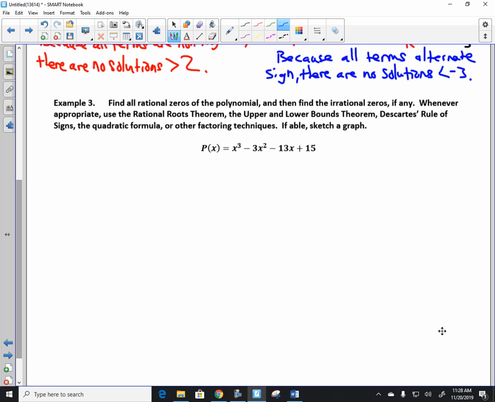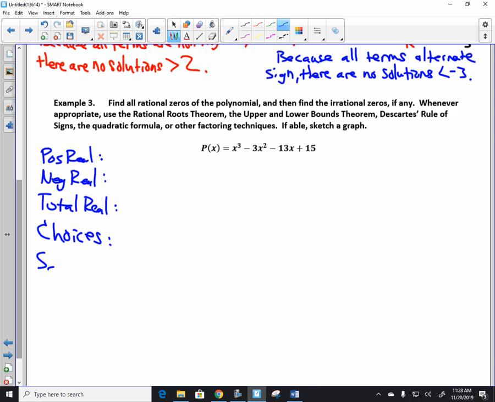Okay, let's put it all together. We're going to look at a polynomial, and we're going to identify the number of positive real, the number of negative real, and the total number of real solutions. We're going to identify some choices for rational solutions. We're also going to identify all the solutions. We will go ahead and make use of upper and lower bounds if we need to. We're going to use everything we've used so far, and then we're going to sketch a graph.